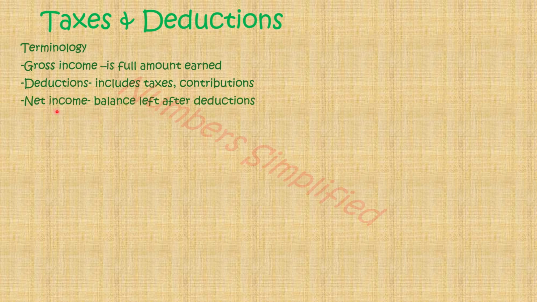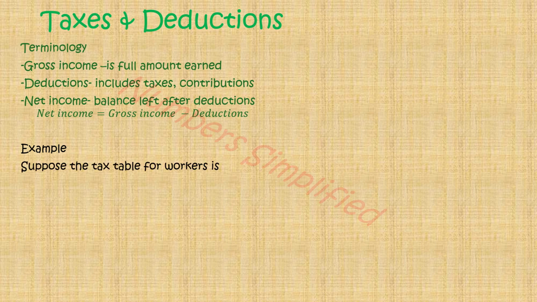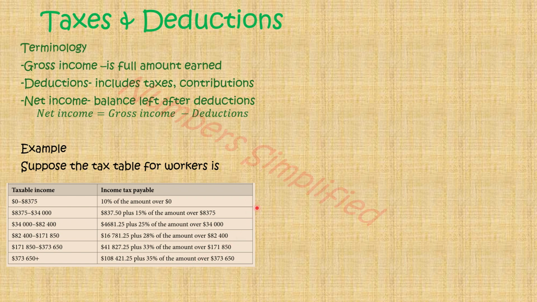Then, of course, we've got the net income. With this, we're saying this is the balance that is left after the deductions have been subtracted from the gross income. So we have the formula: net income is equal to gross income minus deductions. And of course, that's how people use these terms, gross income, net income. Let us look at the example for the day. Suppose the tax table for workers is given to be the table that we have over here.